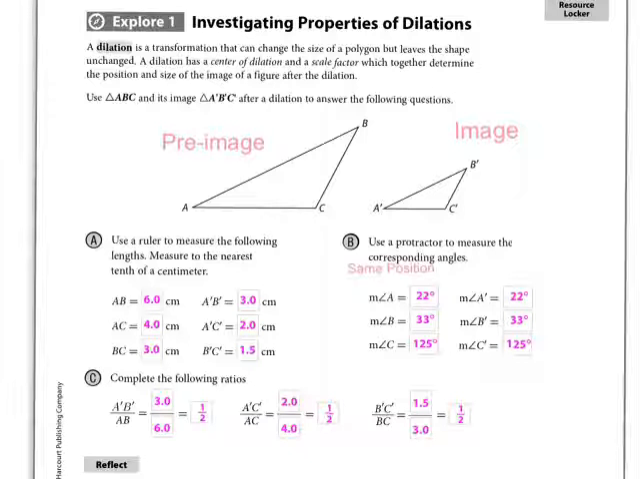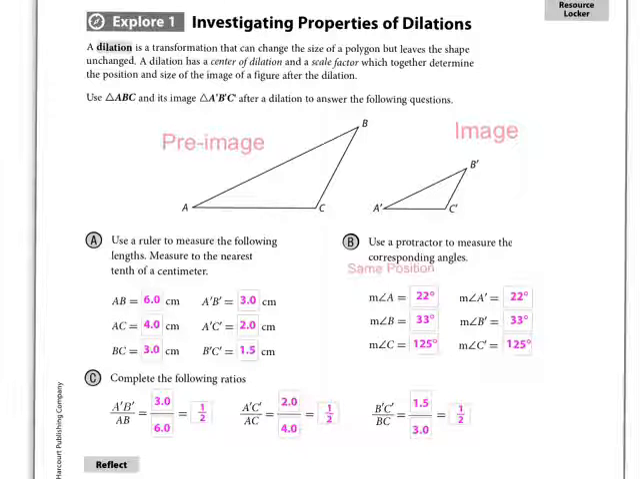So even though our image looks smaller than our pre-image, so our shape changed in size, the angle measures, you can tell, are actually staying the same. But when you look at the size of the sides, they got smaller. So our shape actually got smaller, but our angle measure stayed the same. That's going to be important.